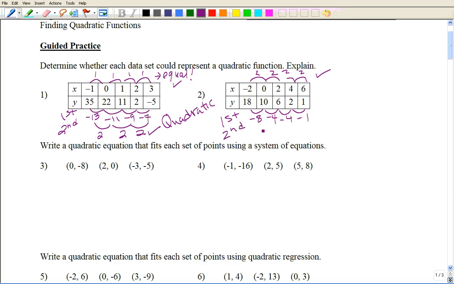Then the second differences: from negative 8 to negative 4, we added 4. From negative 4 to negative 4, that didn't change at all, so that's 0. And from negative 4 to negative 1, we added 3. Those are not constant, so therefore this is not quadratic because the second differences are non-constant.